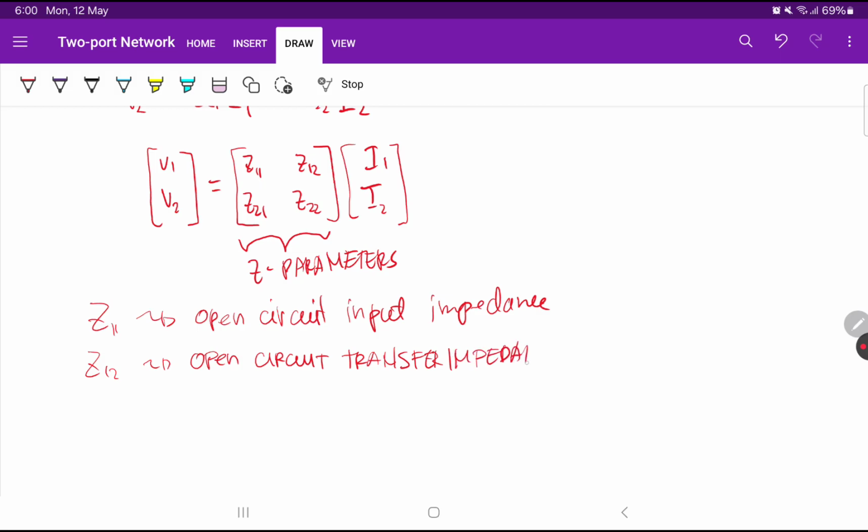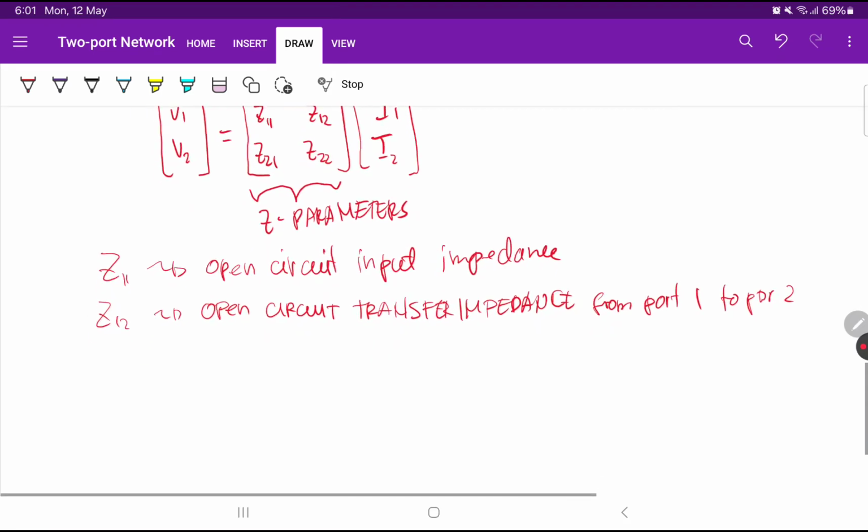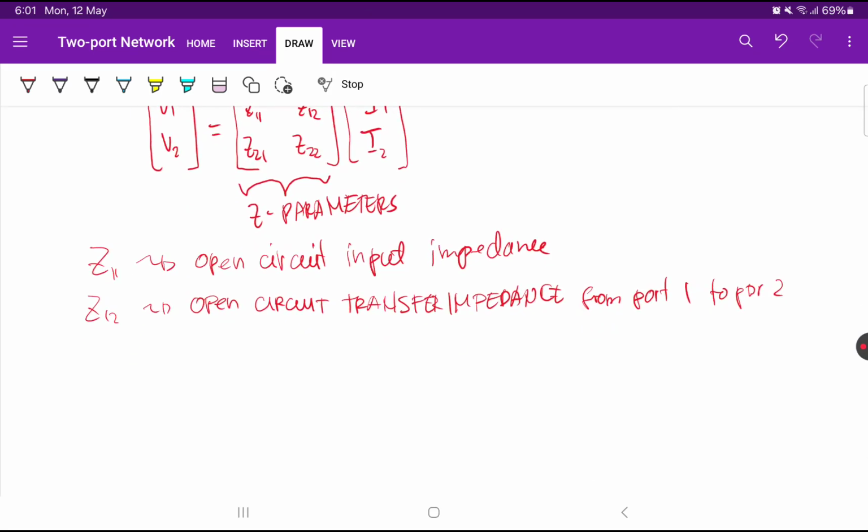Transfer impedance from port 1 to port 2. So that's the direction of Z12, from port 1 to port 2, transfer impedance. For Z21, it's the other way around.